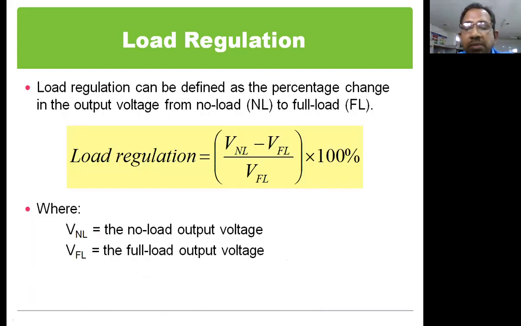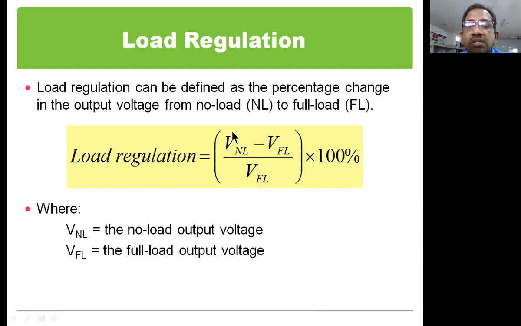What is the mathematical equation of the load regulation? It is represented by the output at no load minus the output at full load, by the output at full load. That means V no load minus V full load by V full load, into 100, is basically the formula for voltage load regulation.